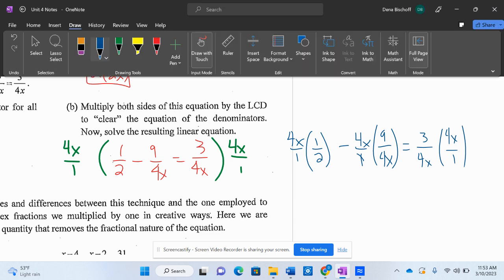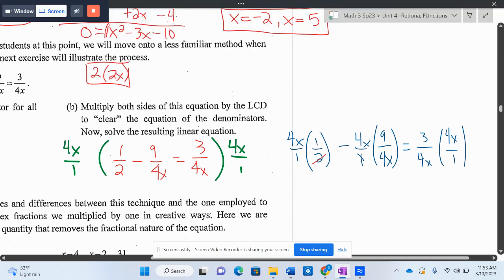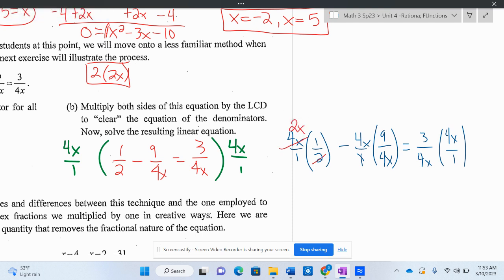All right. So now let's cross reduce because you guys are really good with that. 2 will go into itself one time. 2 will go into 4x 2x times, right? 4x will go into itself one time. Those cancel out. So really what I have is 2x times 1, which is 2x. So look, 2x times 1 is what? 2x. This 4x canceled out and just turned into a 1, right? What's 1 times 9?